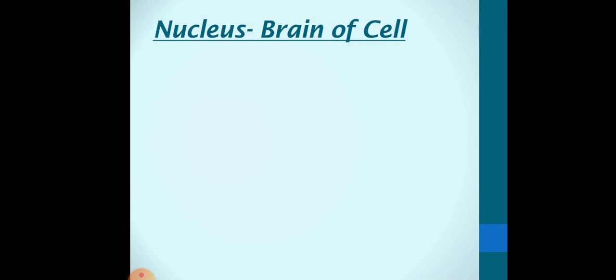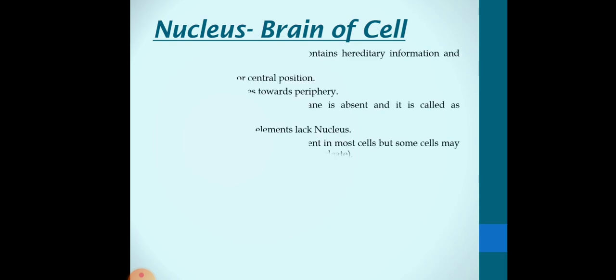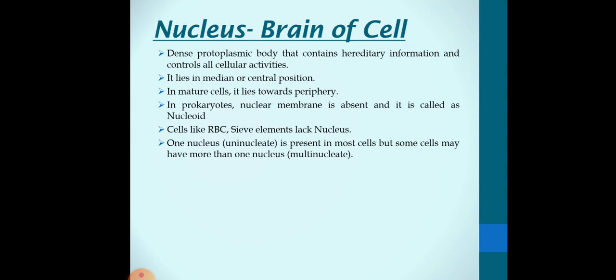Next, nucleus. The next organelle of the cell is your nucleus. Nucleus is the brain of the cell. Brain, as the name suggests, means it will control the cell. So let's study what is nucleus. Nucleus is the dense protoplasmic body that contains hereditary information and controls all cellular activity. Hereditary information means that the nucleus of the cell has information for our next generation.